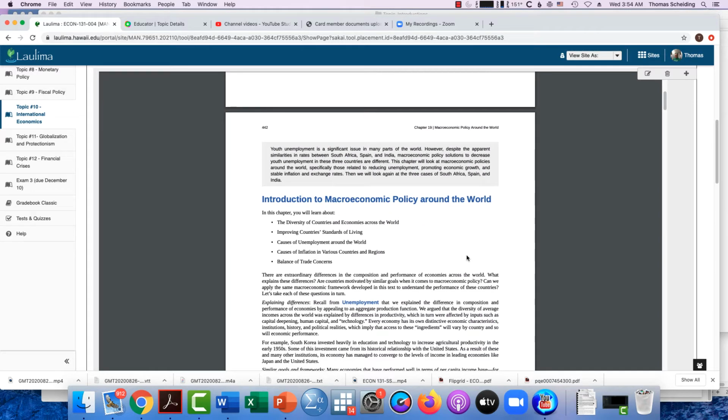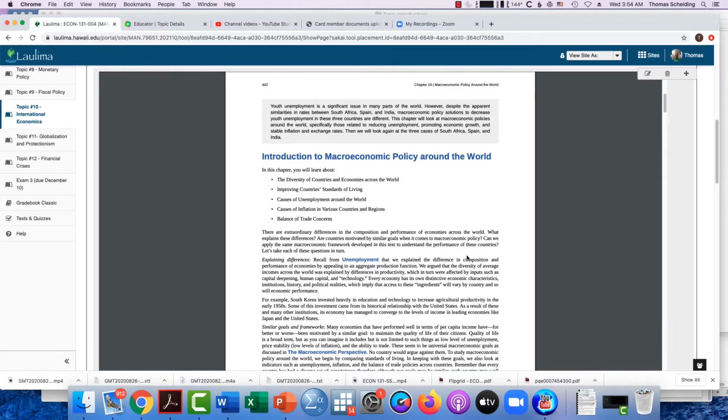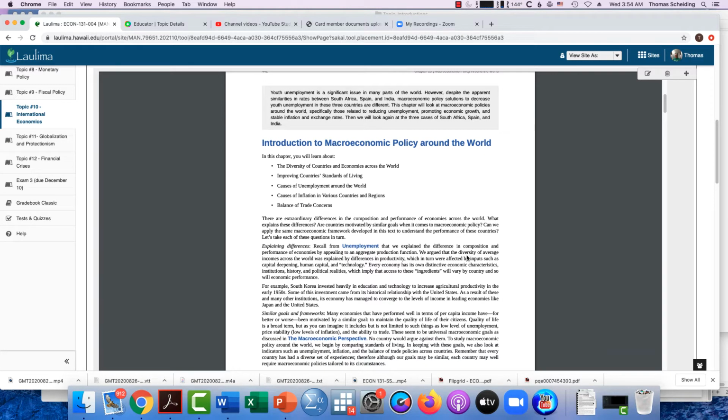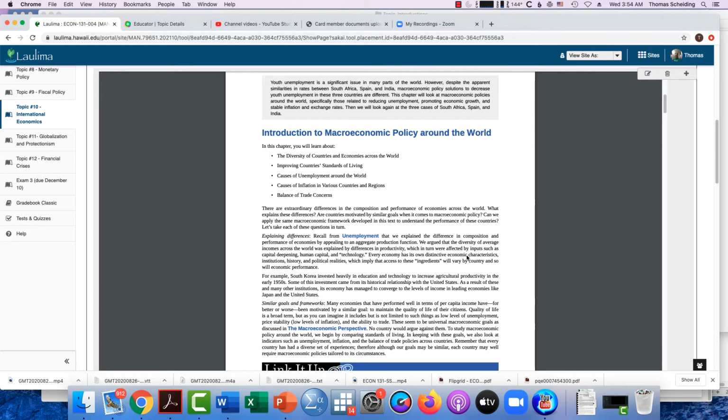Well, why is that the case? That the inflation rates are different around the world. Why is that the case? And that the growth rates around the world are different. Why is that the case? Why are some countries rich and why are some countries poor?